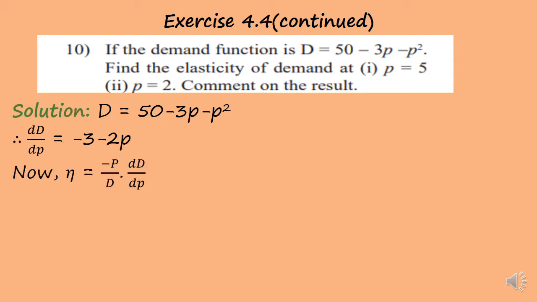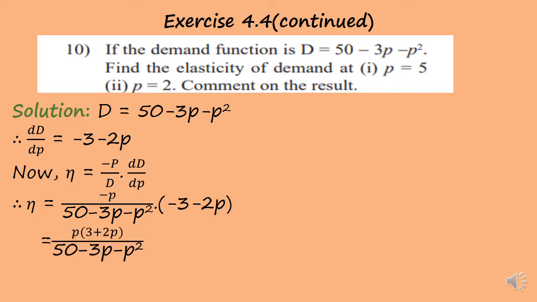Then the formula for elasticity we had seen in the previous lecture, which is -p/D into dD/dp. So we apply all the values of this formula, that is, we apply the demand function: -p upon the demand function into dD/dp, which becomes the answer which we just now got, that is -3 - 2p. Now from the bracket we take the minus sign common. So the bracket becomes 3 + 2p, and minus into minus in the numerator becomes positive. So we get this as p(3 + 2p)/(50 - 3p - p²).